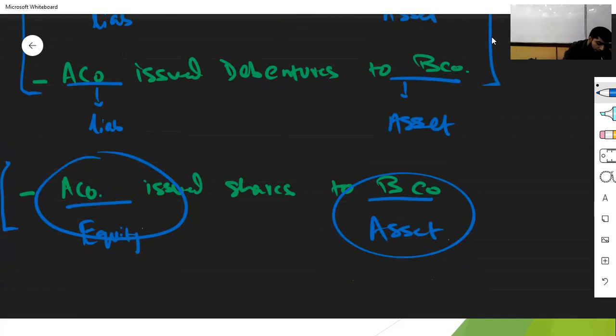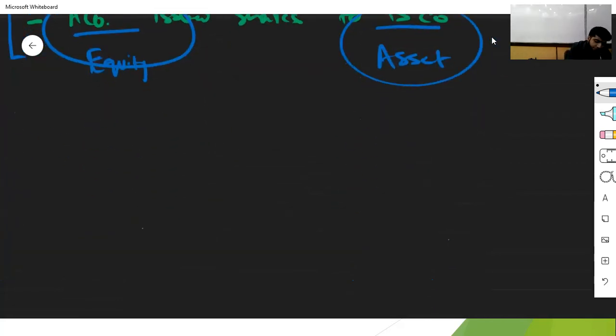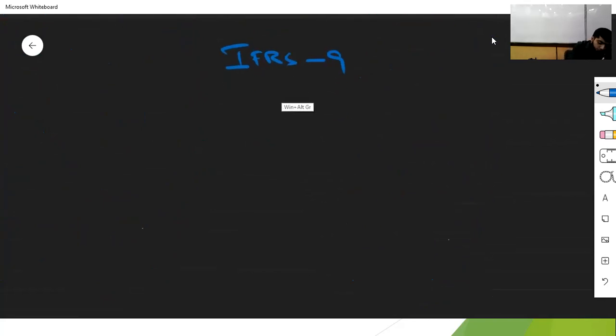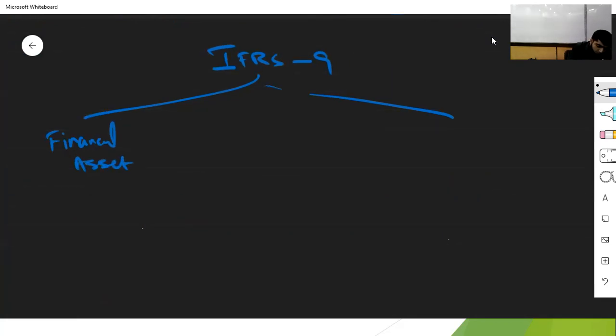Now, let's move on and discuss the scope of this standard, what areas are involved, and what areas will be tested at FR level, that is F7 level. Let's have a look at it. IFRS 9, I'm giving a quick bird's eye view, and then inshallah we'll drag down. First of all, IFRS 9 will cover two areas: financial asset and financial liability.